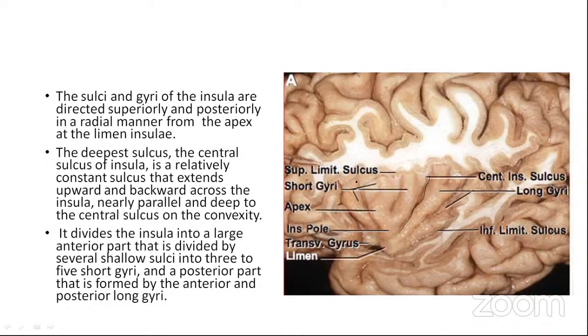So as we can appreciate, we have a circular sulcus or central limiting sulcus that encircles the insula. There is a deep sulcus, the central sulcus, that divides the insula into an anterior part and a posterior part. The anterior part has 3 to 5 short gyri, divided by different sulci. The posterior part is formed by the anterior and posterior long gyri.